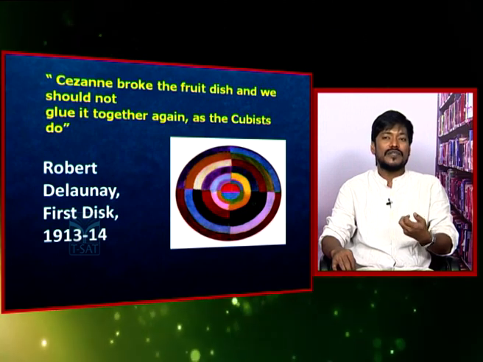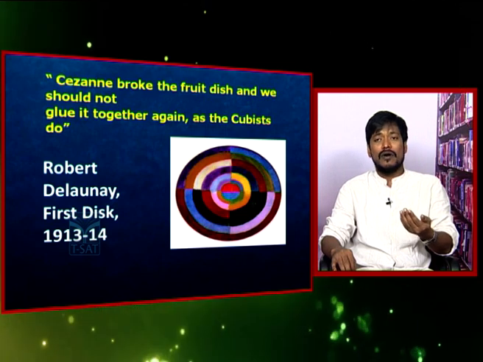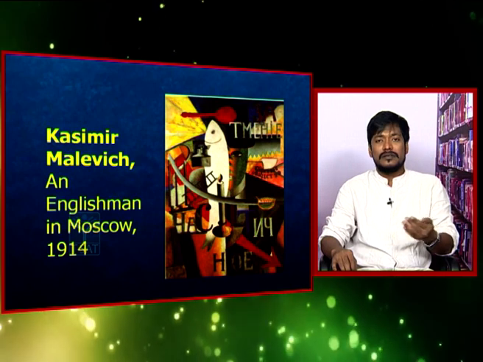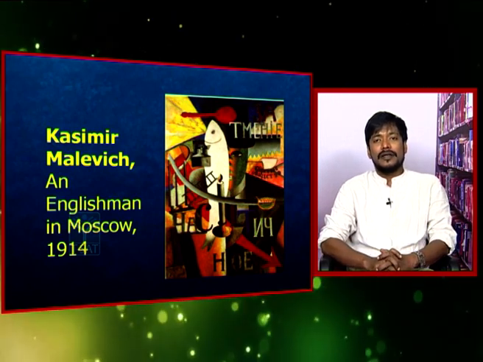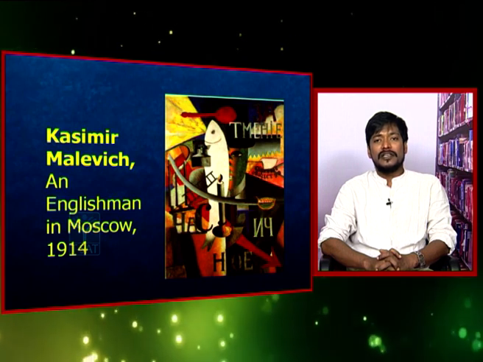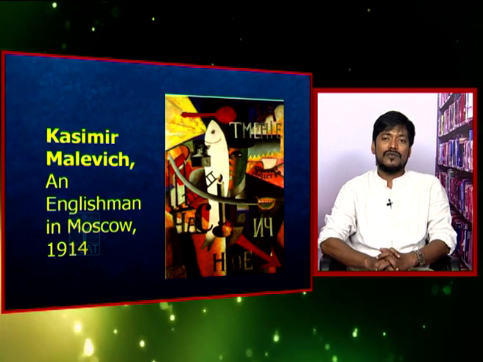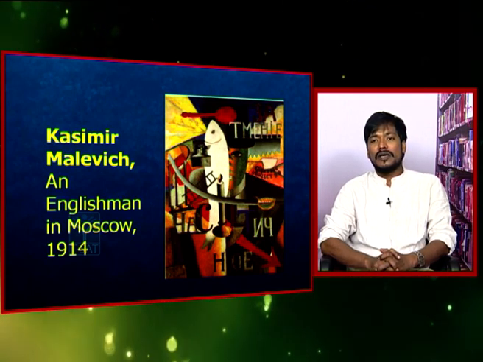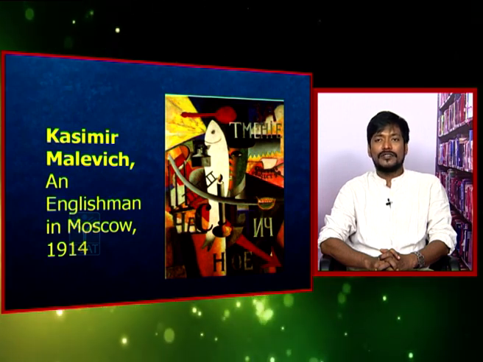It's more pure visual experience, right. So, this is an example of geometric abstraction. And another artist is Kazimierz Malevich. He's a Russian, and this painting, An Englishman in Moscow, he painted at the beginning again of the First World War, 1914. And this shows a remarkable influence of Cubist paintings, right.